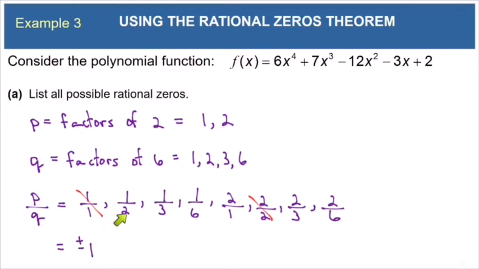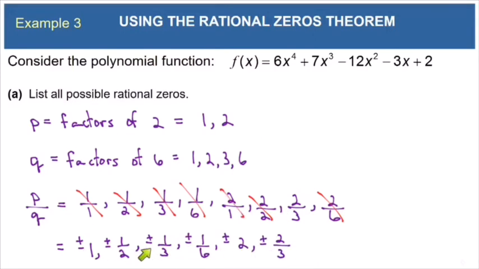Then we have 1/2. So that can't be simplified, and there are no duplicates, so we'll put 1/2 in our list, and we need to mention that it's positive or negative 1/2. And then we have 1/3. Now notice that 2 over 6 would also simplify to 1/3, so we're knocking out 2 of these here, and so we're going to list plus and minus 1/3 and cross both of those out. And then we have 1/6, so plus or minus 1/6, and then we have 2, so plus or minus 2, and plus or minus 2/3. And here is our list of possible rational zeros.